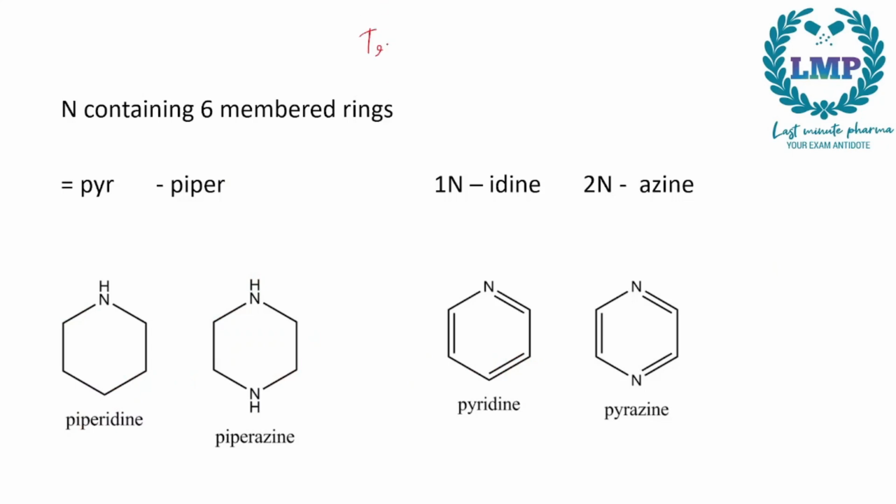Next, I have a trick up my sleeve. If there is a nitrogen containing 6-membered ring, and one more disclaimer, this only works when the two nitrogens are opposite to each other, or it is just one nitrogen. So if there are double bonds, we will call it pyr. And if it's a single bond, we will call it piper. Now how do you remember pyr and piper? Remember, I comes before Y. So I will be one bond, whereas Y would be double bond.